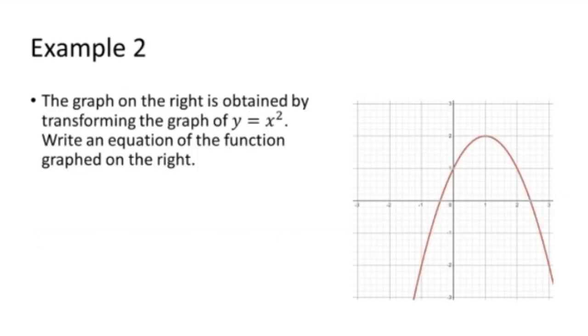The graph on the right is obtained by transforming the graph of y equals x squared. We're going to write an equation of the function that we have graphed here on the right. The hard part about trying to write the equation for this curve after we've done the transformation is trying to figure out what transformations were used.